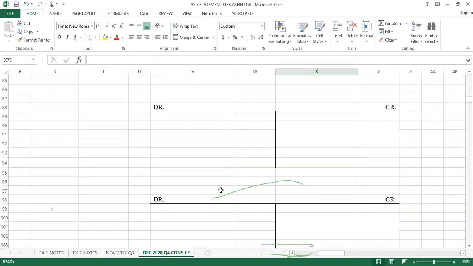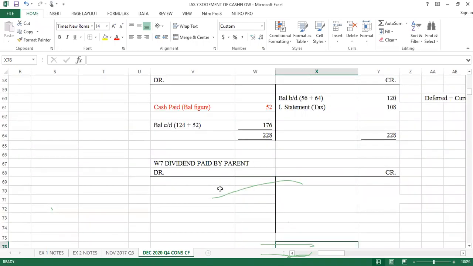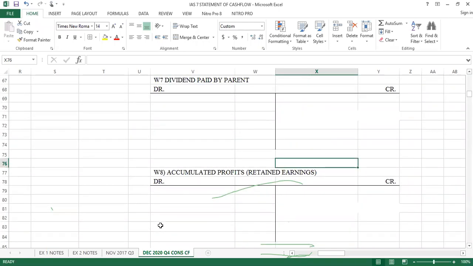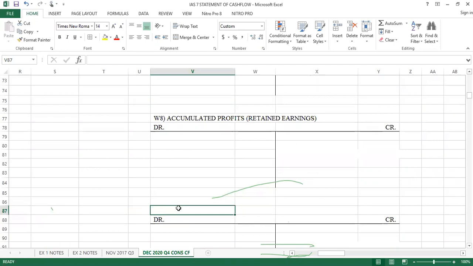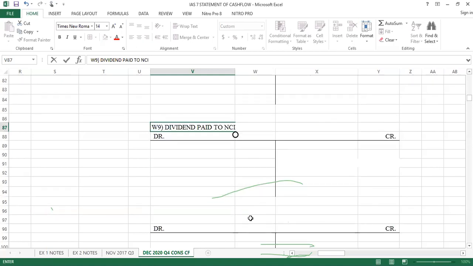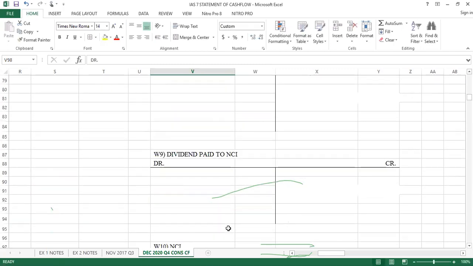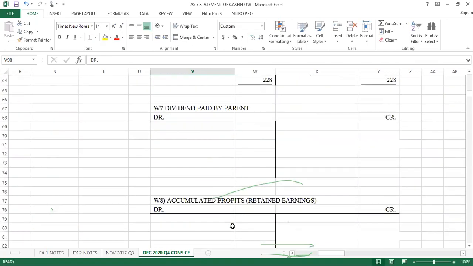And then our T's are almost over. So there will be working 9, so that I just do them together. Working 9 is dividend paid to NCI. Because it's NCI, we will prepare working 10 also. Working 10 will be the NCI account. So to get those two points, you really needed a lot of workings.